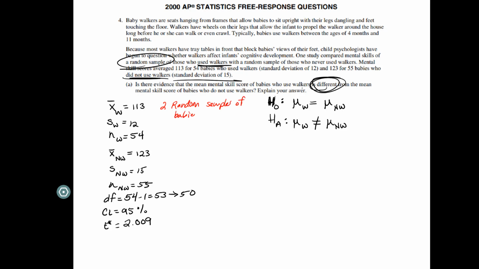So that's satisfied. Boom, done. CLT, we know that's satisfied because 54 and 55 are both greater than 30, so CLT is met. And then our 10% condition, well, we know that our largest sample, we can say 54 and 55, are both going to be less than 10% of all babies, right? So, super simple. Whether they use walkers or not, we know that's going to be less than 10% of all babies that do or do not use walkers.